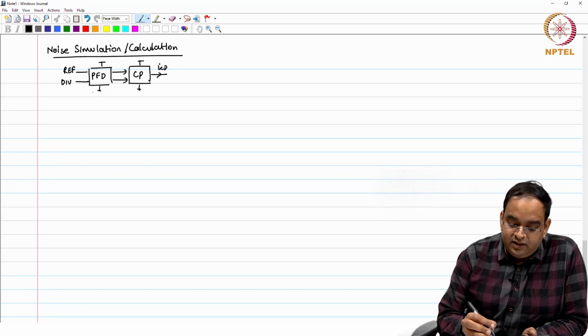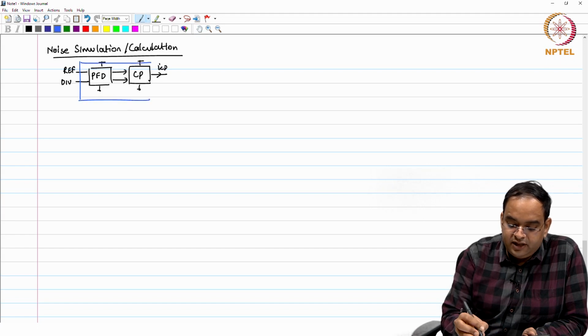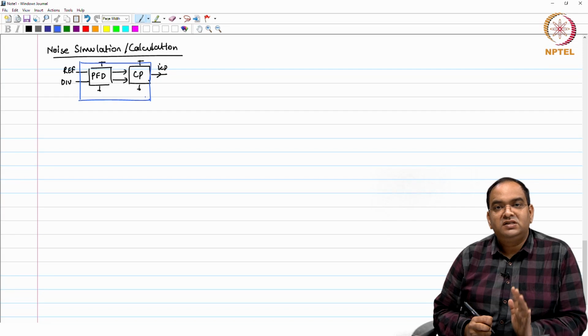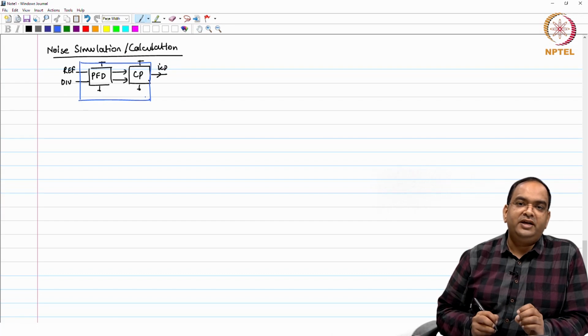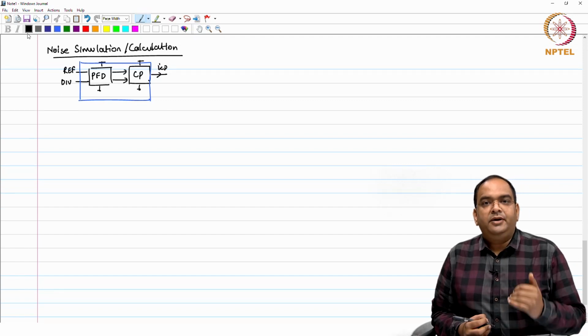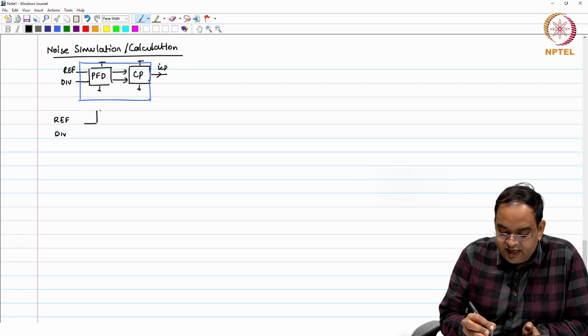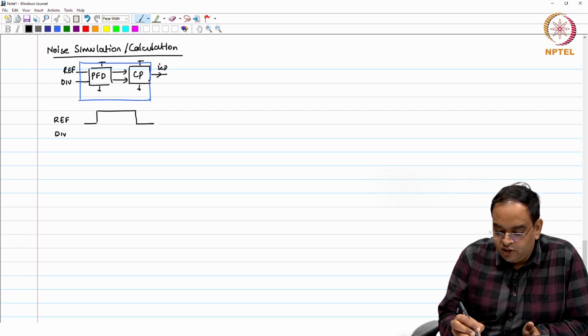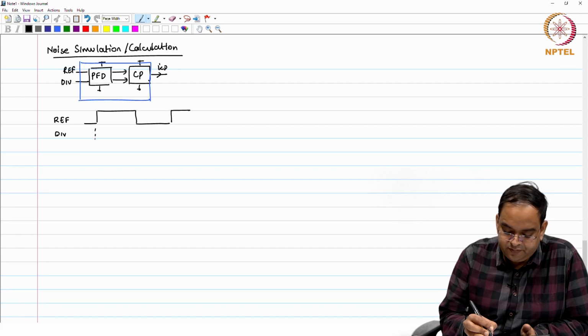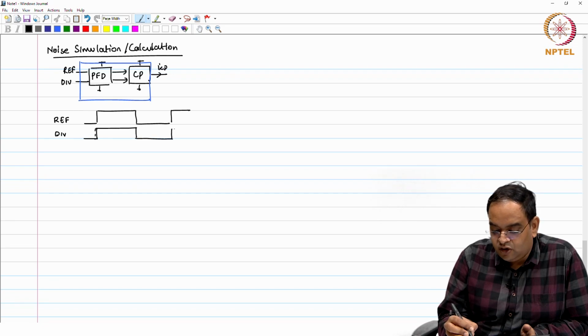This PFD plus charge pump block together is clocked at reference. Reference is a fixed clock. We have seen this earlier, it is like a periodic system, sampled at reference frequency. Then, in the locked state of the PLL, if you are using a type 2 PLL, ideally your reference and your divided clock will be aligned, perfectly aligned with 0 phase offset.